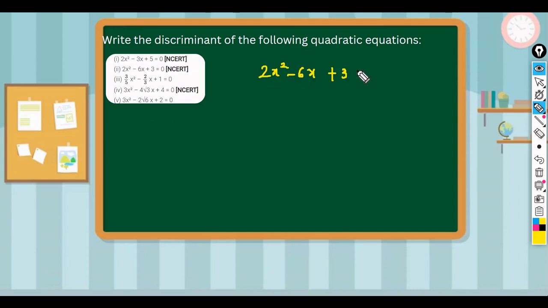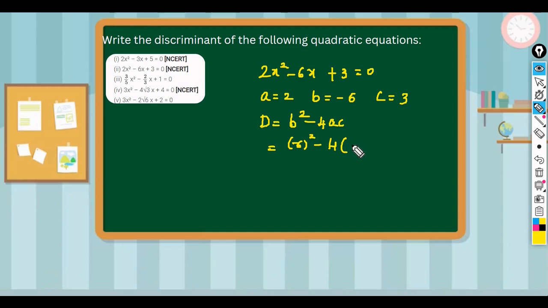Let's take the second one. 2x square minus 6x plus 3 equal to 0. So our a is 2, b is minus 6, and c is 3. Let's put this in the formula D equal to b square minus 4ac. I have minus 6 whole square, then 4 into a is 2 and c is 3. What is this now? 36 minus 24, which is equal to 12. D is equal to 12.